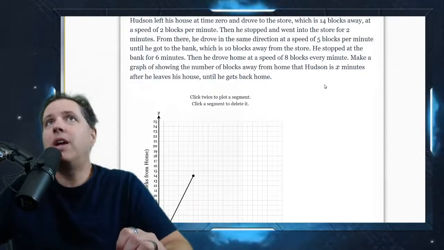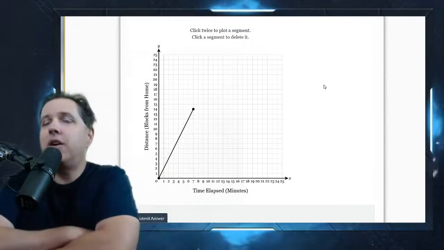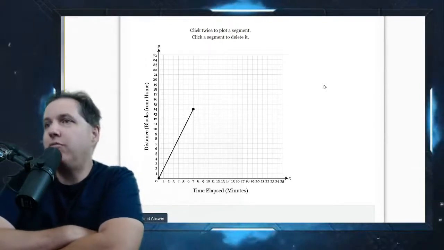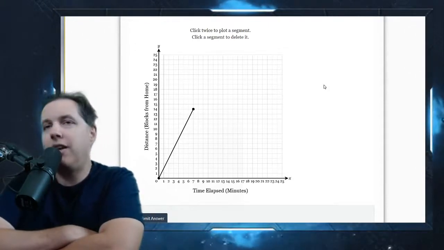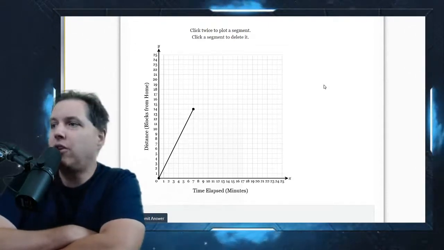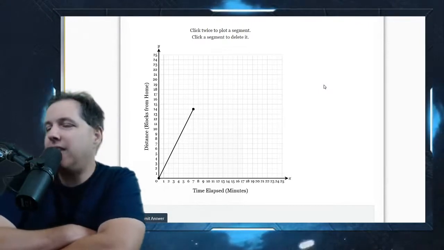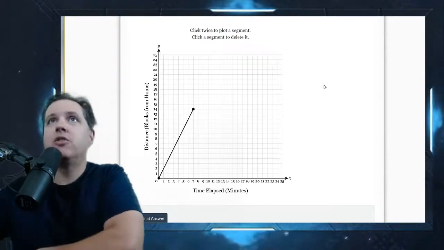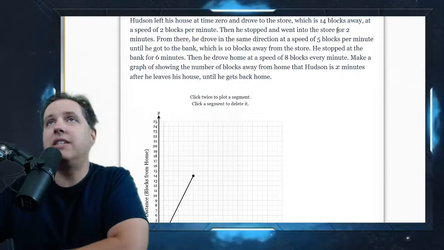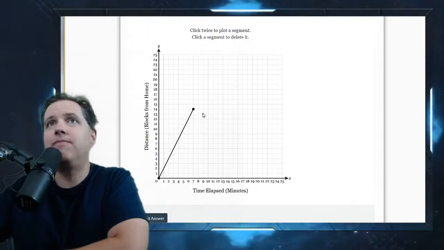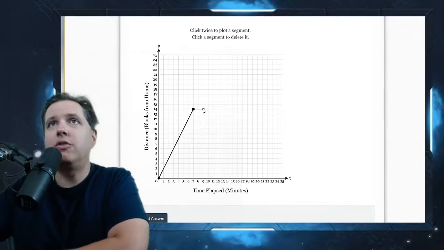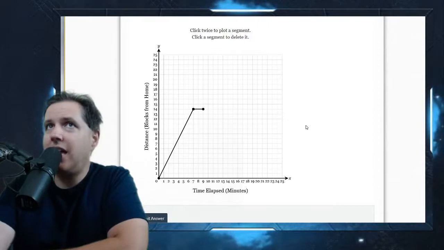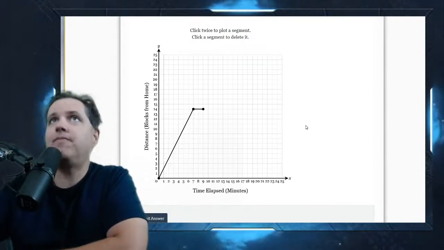Then he stopped and went into the store for 2 minutes. So while you're in the store, you're not really increasing or decreasing the number of blocks you are away from your home. Sure, you could make the argument, if I'm at the front of the store, I'm 100 feet closer than when I'm at the back of the store, but that's negligible, and we're talking about the distance in blocks from your house, right? So the idea they're trying to convey to us is that the distance does not change for 2 minutes. So then I'm going to click here. For 2 minutes, there's no change, so it's a plateau. My distance from home has not increased, and it has not decreased. It's the same amount, okay?